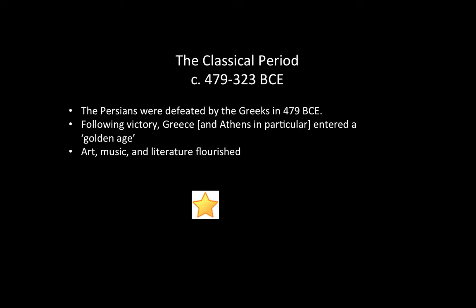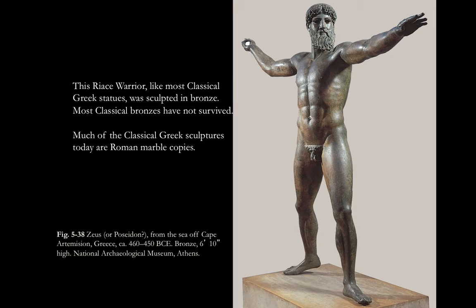So following this glorious victory against the Persians, Greece, and particularly the Greek city-state of Athens, entered a golden age where art, music, and literature not only flourished, but also grew incredibly. From the classical period, we see a lot of examples of very realistic figurative sculpture.